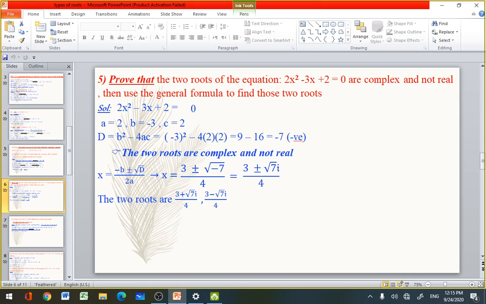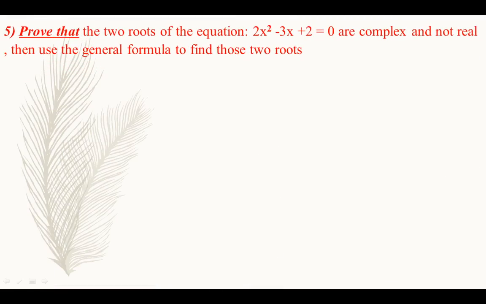Example 5. Prove that the two roots of the equation 2x² minus 3x plus 2 equals 0 are complex and not real. Then use the general formula to find those two roots. Here we want first to prove that the two roots of the equation are complex. How can we prove that the two roots of the equation 2x² minus 3x plus 2 equals 0 are two complex numbers?